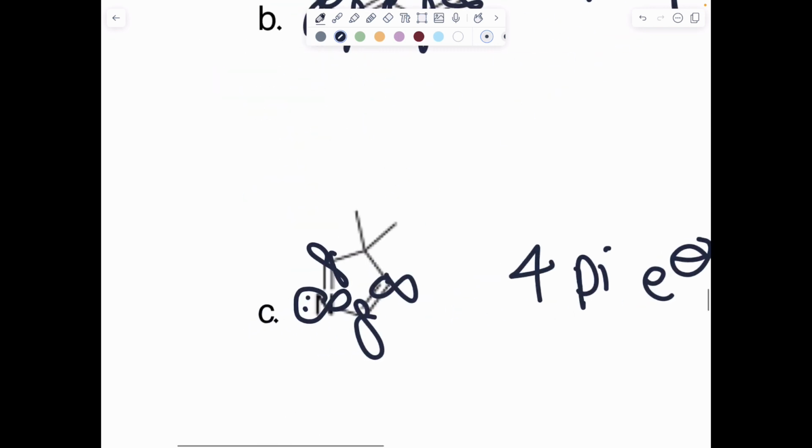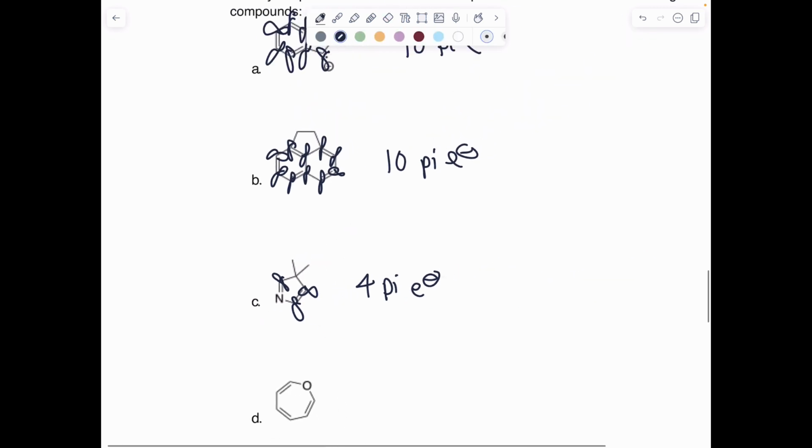And don't get confused here. I drew this kind of around the lone pairs, but the lone pairs are not the ones that are in the pi orbital. The lone pairs are in a hybrid sp2 orbital, and then the double bond is the one that's actually in the pi orbital.